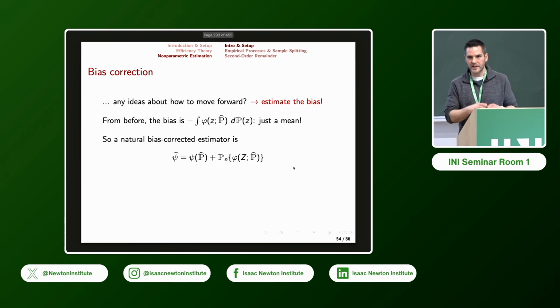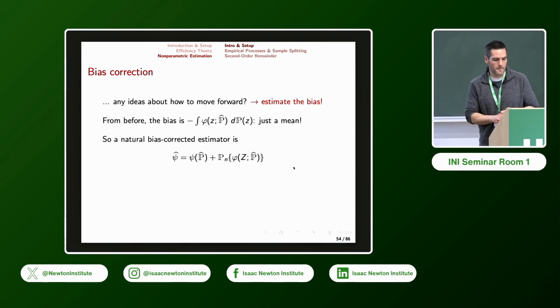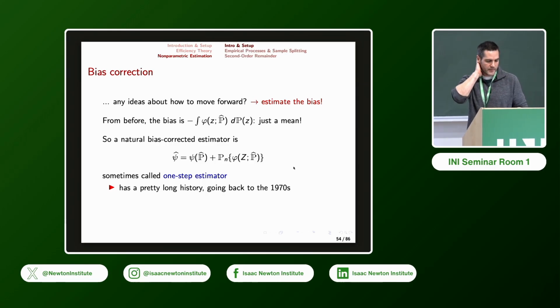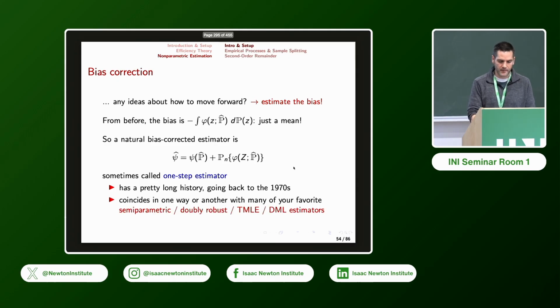So it's a very simple recipe, and it works in quite a lot of generality. Again, we're just relying on the smoothness of the functional and no other structure really here. This again has lots of names: one-step estimator, or in particular examples, doubly robust estimators or double machine learning. It has a long history, and you can check that it coincides with lots of these popular methods.